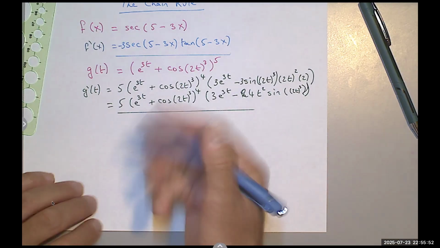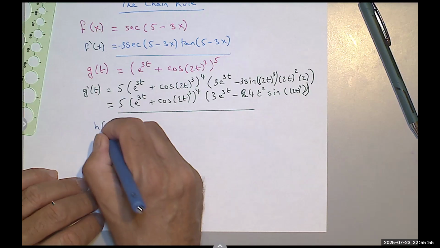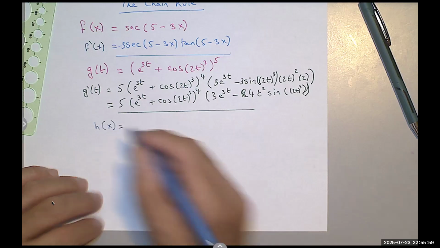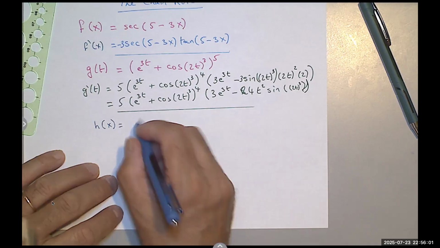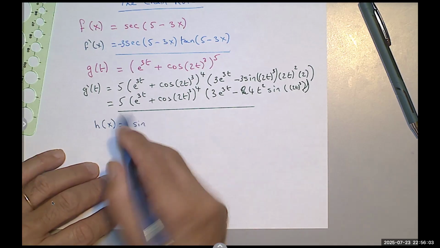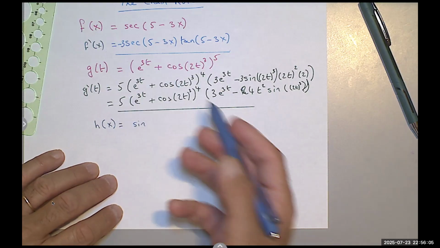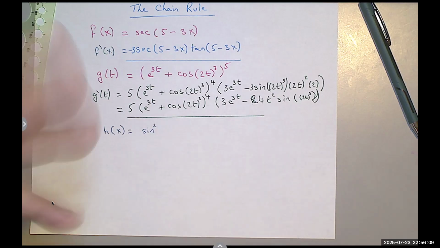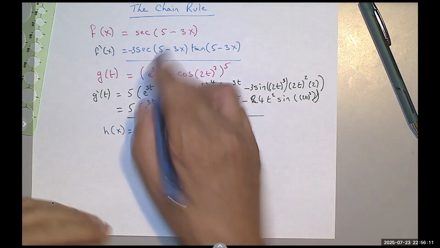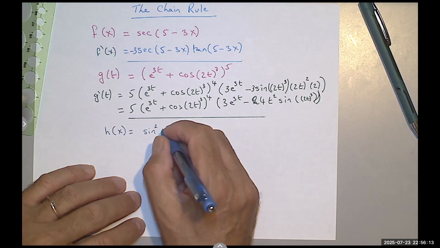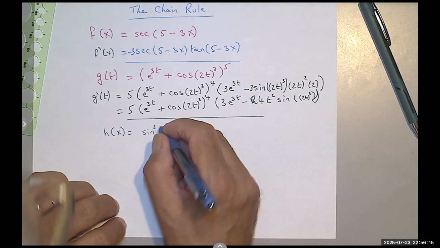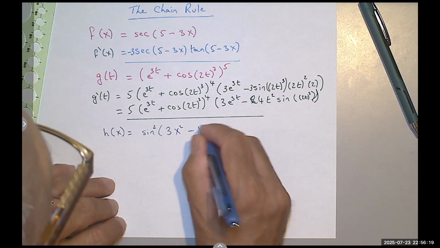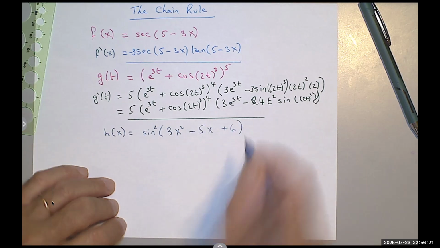Let's take a third one. So let's say h of x, for example, equals, since I know we have a trig function in each one, but I wanted a sine square or a sine cube because we didn't encounter some of those here. And let's say inside you can have 3x squared minus 5x plus 6, for example.